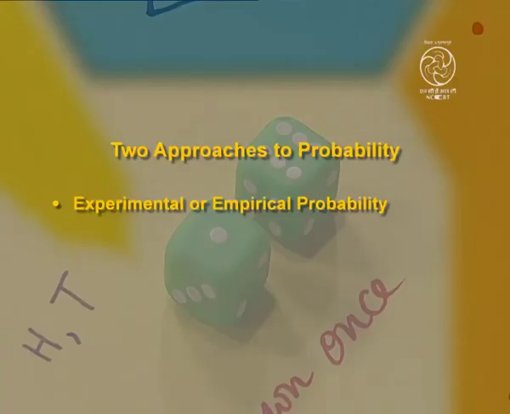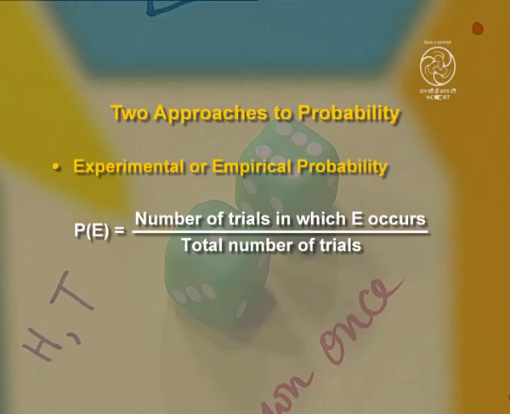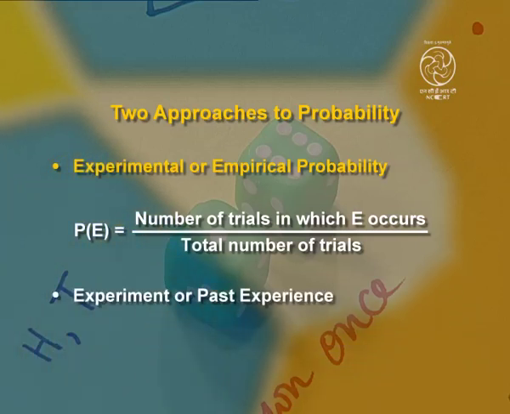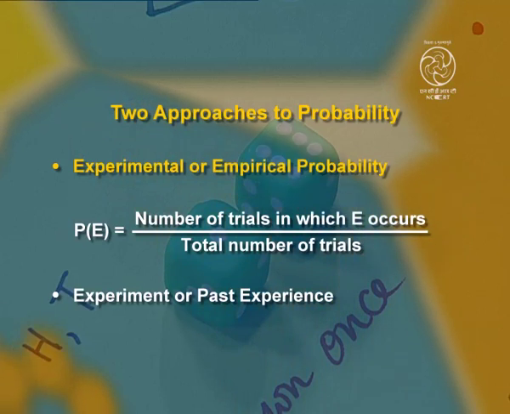Next, we will learn the 2 approaches to probability. First one is experimental or empirical probability. Experimental or empirical probability of an event E is the number of trials in which event E occurs divided by the total number of trials. It is based on actual experiment or past experience. Let us learn this by a simple activity. Let us throw a die once.